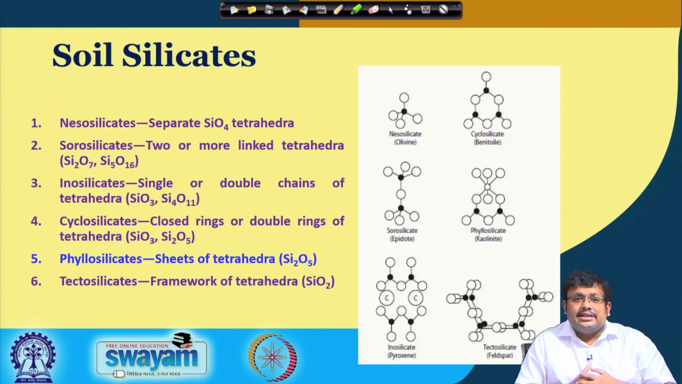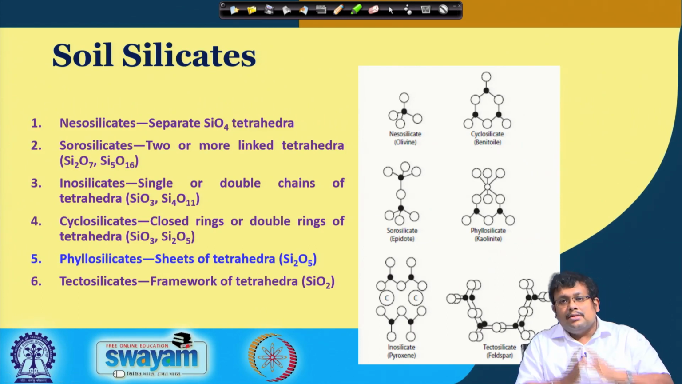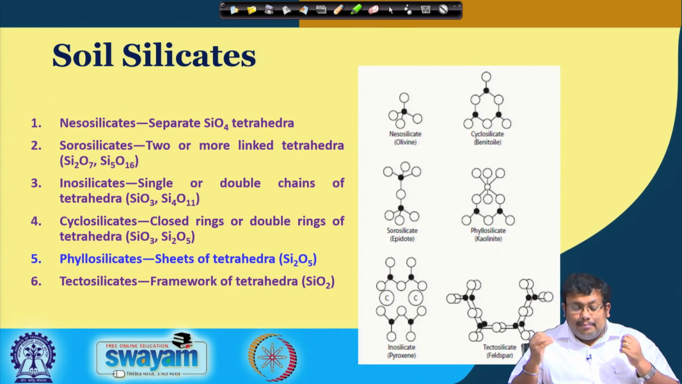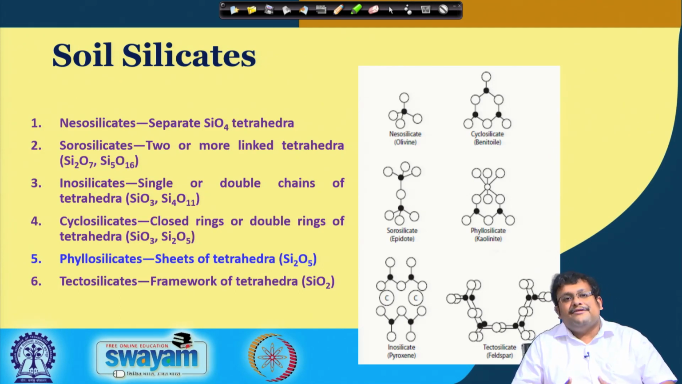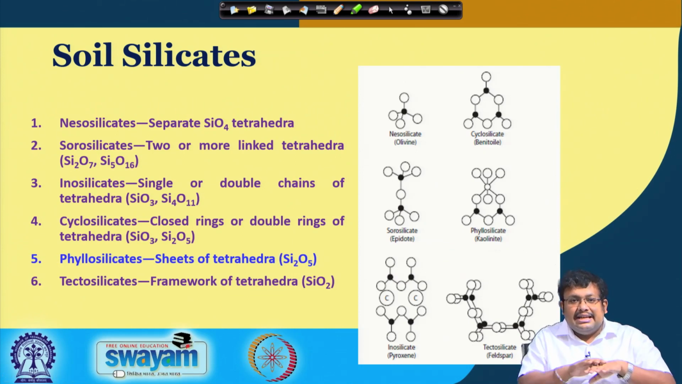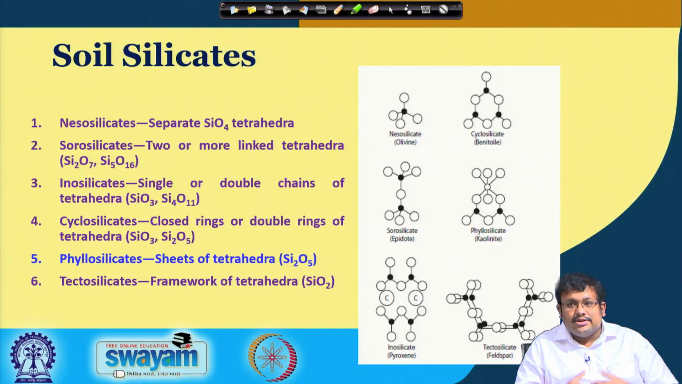Now, next is the cyclosilicates. Cyclosilicates are basically closed rings or double rings of tetrahedra, as you can see, an example is benitoite. And phyllosilicates, this is the most important thing as far as the soil is concerned, because this is the building block of the clay mineral, which is one of the most reactive fractions of soils. As you can see, phyllosilicates is basically sheets of tetrahedra with the basic formula of Si2O5 producing a phylum, that means a leaf-like structure, that is why it is called the phyllosilicates.